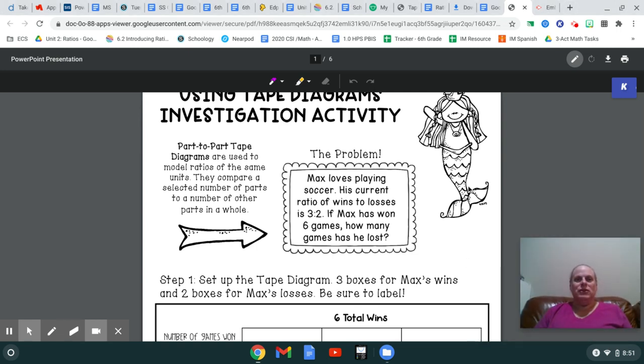Okay, today we're going to work on using tape diagrams, investigation activity. We're going to do first a part-to-part tape diagram. So the problem is Max loves playing soccer. His current ratio of wins to losses is 3-2. If Max has won 6 games, how many games has he lost?